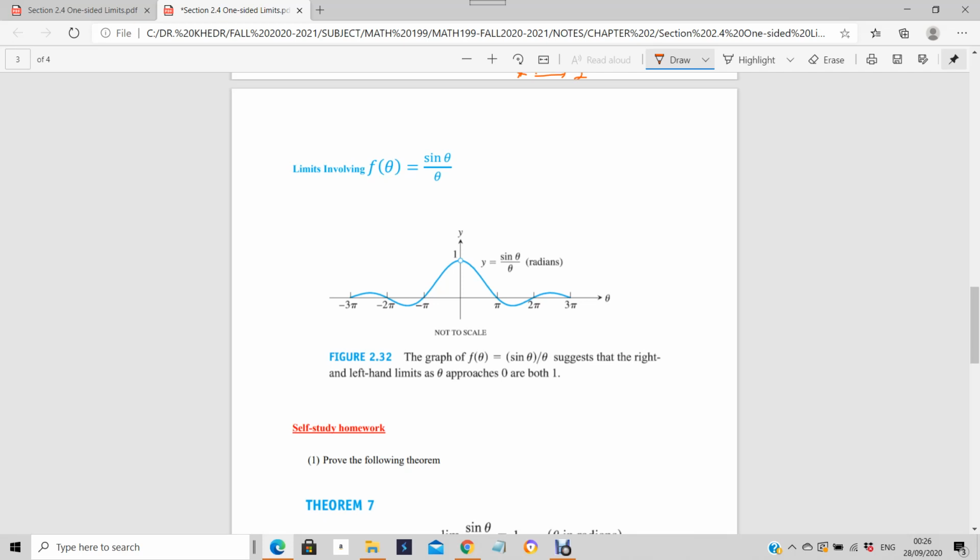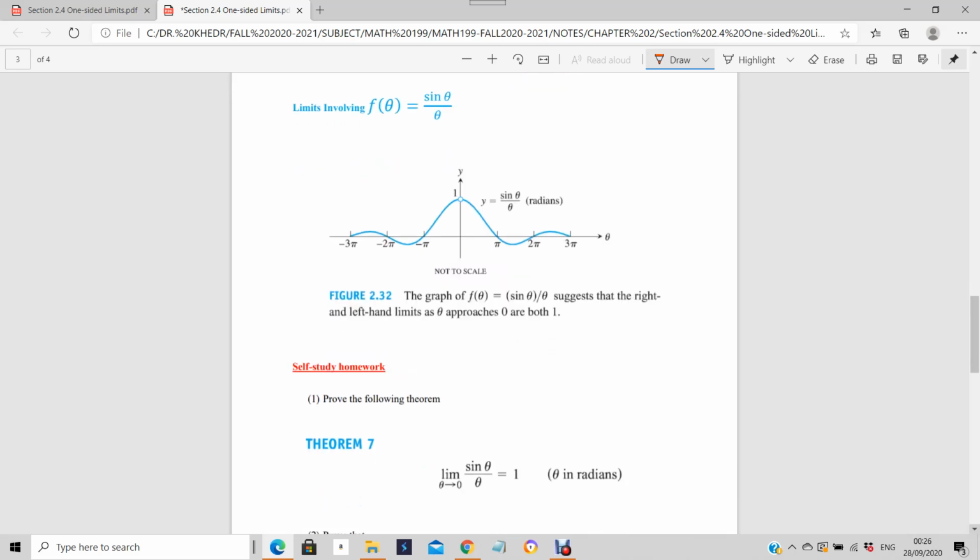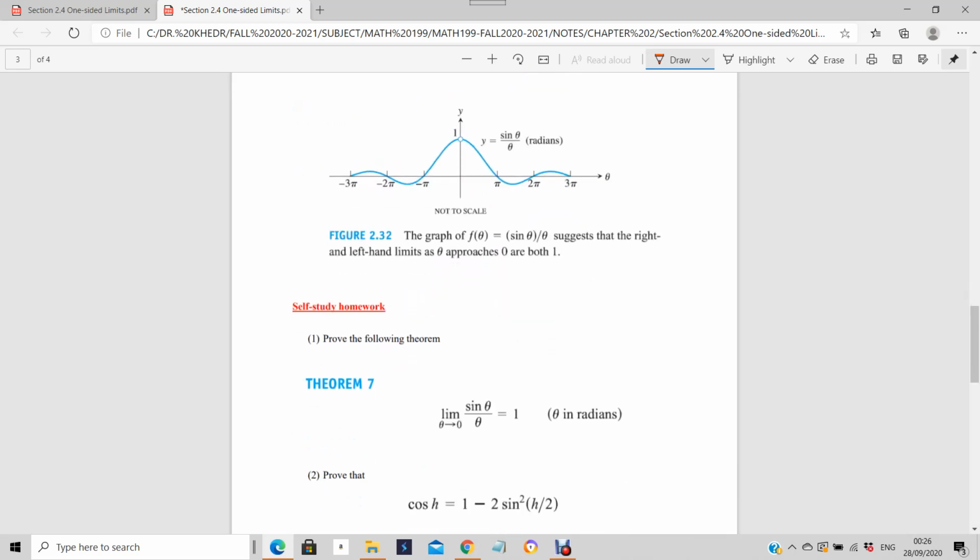Now, as x goes to 0, we will see the limit of this function. From the graph, as x is approaching 0 from both sides, the limit is equivalent to 1. So there's a theorem. The theorem says the limit of sine theta over theta as theta goes to 0 is equivalent to 1. Theta is in radians.